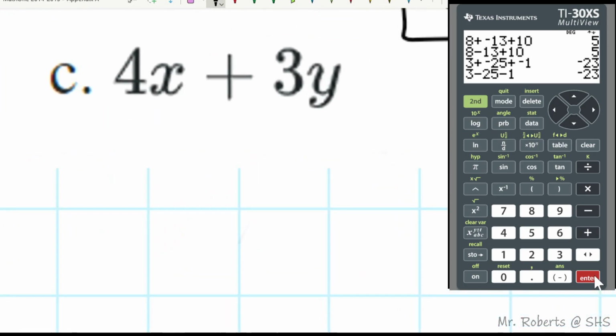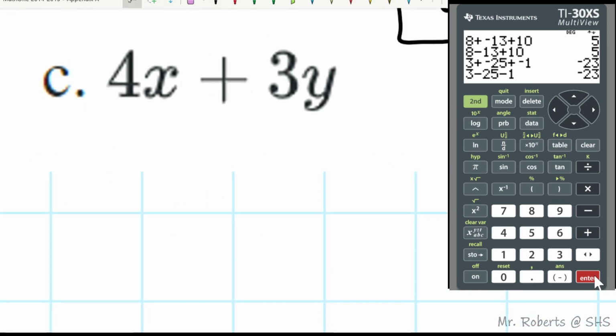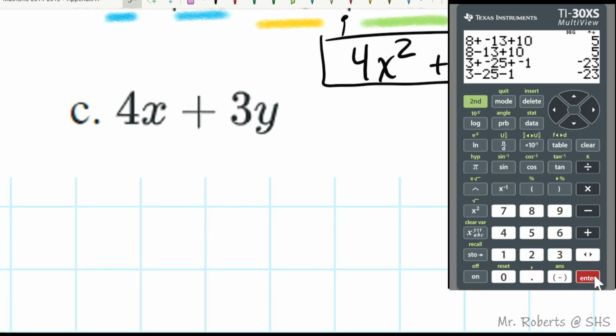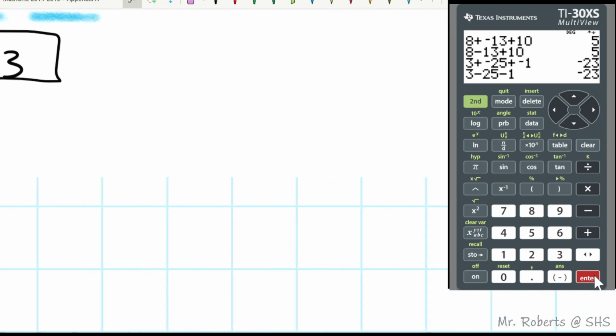Let's go to C. In C you can see I've got x tiles and y tiles, but there's no tiles that are alike, right? There's no terms that are alike, so I can't combine those. So I'm going to have to leave this right there. I could multiply them if it was 4x times 3y, but that's not what I have. I have 4x plus 3y, so I'm going to have to leave that one alone.